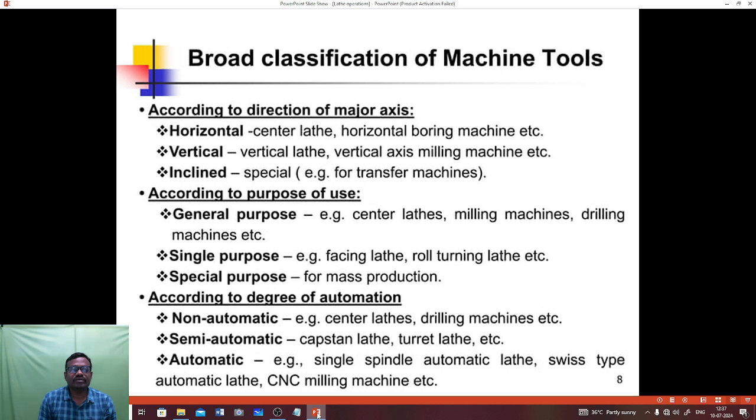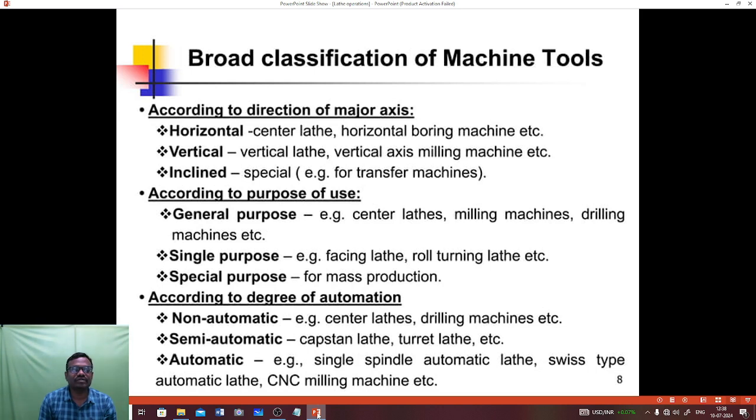Now we will discuss the broad classification of machine tools. According to direction of major axis, machine tools are divided as horizontal, vertical and inclined machine tools. We will discuss each of these. Horizontal machine tools, for example center lathe, horizontal boring machine. Vertical machine tools, for example vertical lathe, vertical axis milling machine, etc. Inclined machine tools, for example special purpose machines for transfer machines.